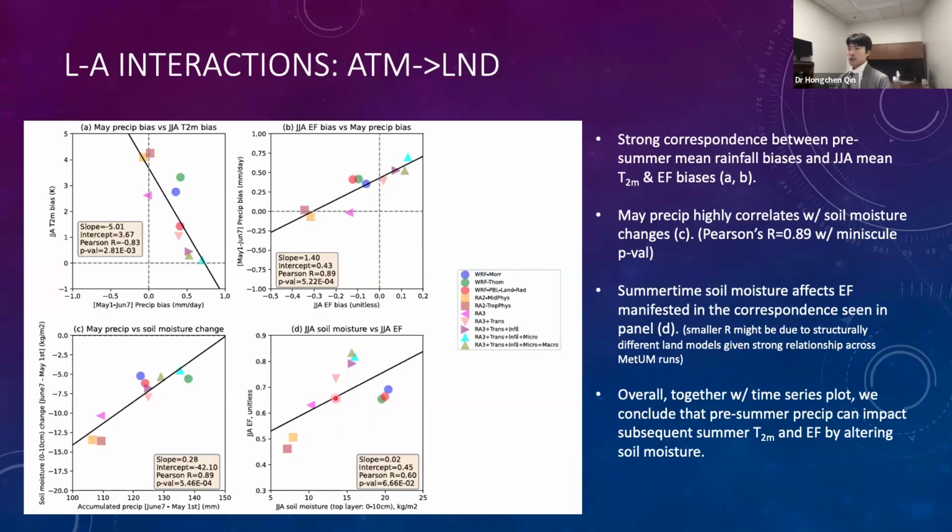We found strong correspondence between pre-summer mean precipitation bias and summer mean T2M and EF bias, as shown in panels A and B. May precipitation highly correlates with soil moisture change in panel C, with Pearson's R of 0.89 and a minuscule p-value. And also the summertime soil moisture affects EF, manifested in the correspondence in panel D here. Overall, we conclude that, together with the time series plot, the pre-summer precipitation can impact the subsequent summertime T2M and EF by altering soil moisture.